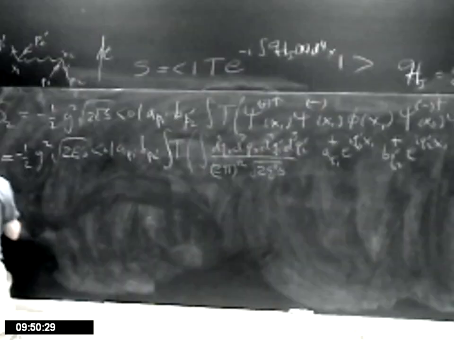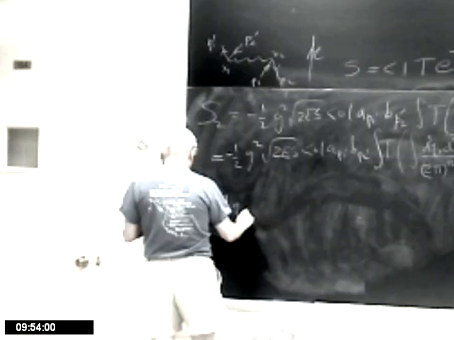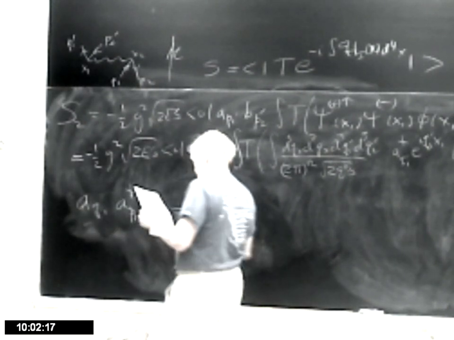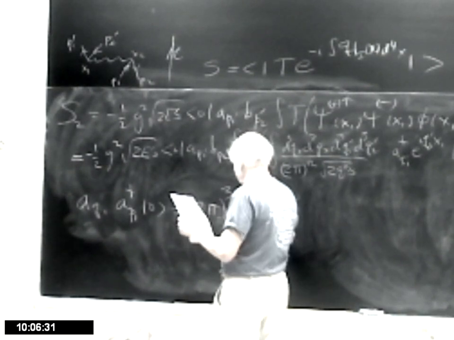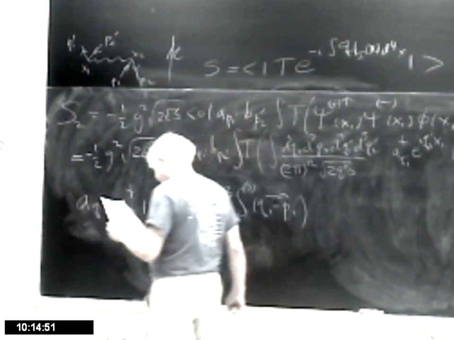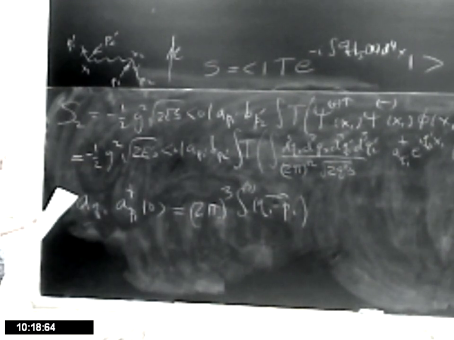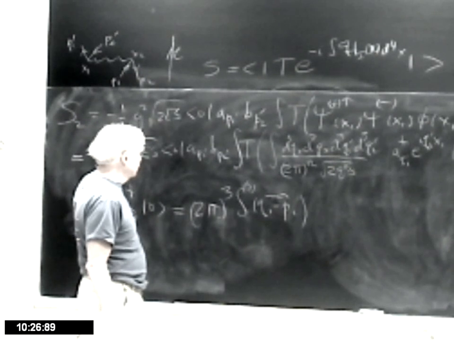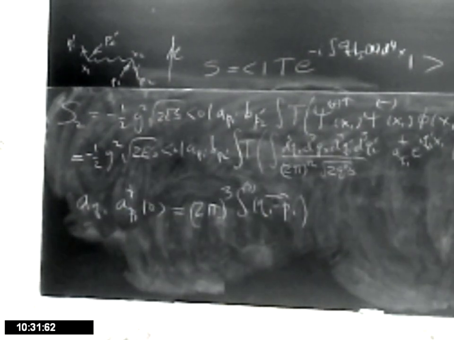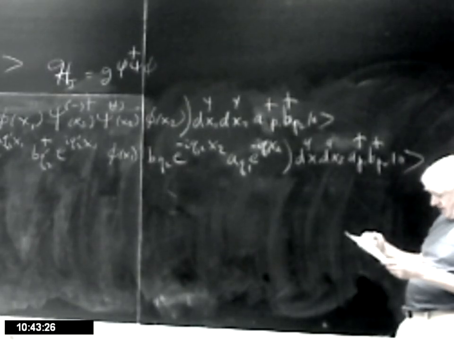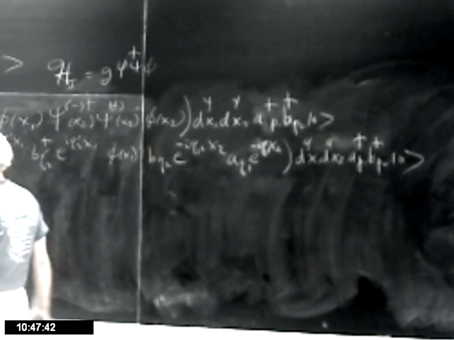And remember, we have A of Q1, A dagger P1, vacuum, in the Peskin Schroeder notation, 2 pi cubed delta cubed of Q1 minus P1. So there's an enormous amount of cancellation that happens almost immediately here. This A kicks out a delta function and a 2 pi cubed. Then the B kicks out another delta function and a 2 pi cubed. And I somehow skipped all that, so maybe I should put in some of this at this point.